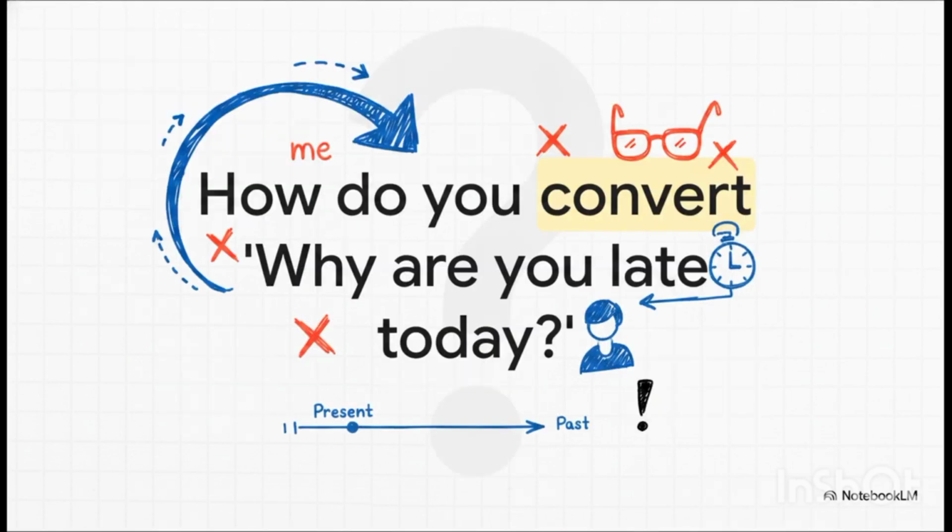To wrap up this explainer, I want to leave you with a final challenge. Can you apply our step-by-step playbook to transform this exact question, why are you late today, right now in your mind? Let's trace the clues really quickly. Why is your connector. The SON formula shifts you to I, and today steps back in time to that day. Do you have the final sentence?